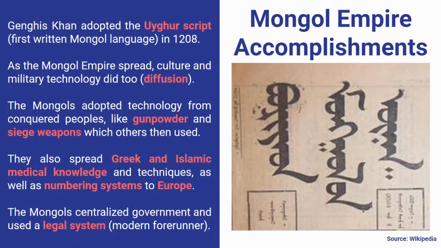They also brought numbering systems like Arabic numerals, which are actually Indian numerals. They introduced those to Europe as well. So numbering begins for Europe, which, as you can imagine, is a pretty big deal.